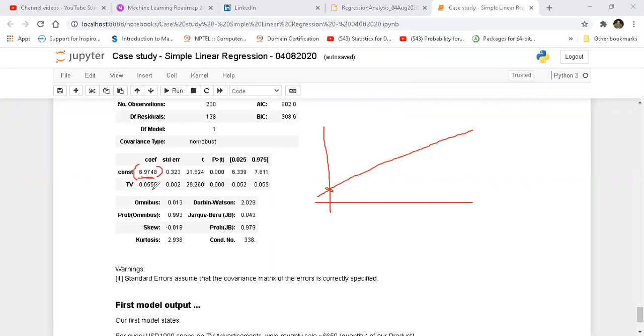Then the coefficient for tv is my x. TV is my x-axis. So the coefficient for tv is 0.055. This is beta 1. This cannot be represented here as a point because it is the slope. If I take this angle and take the tangent of this angle, the tangent of that angle is 0.055.